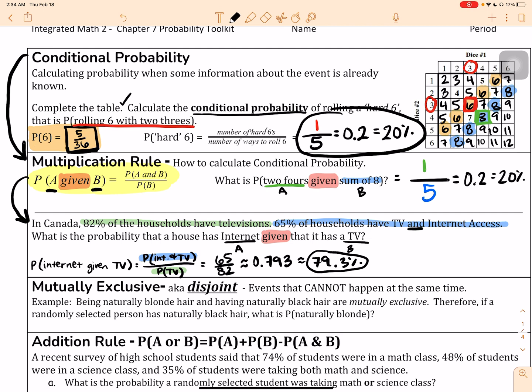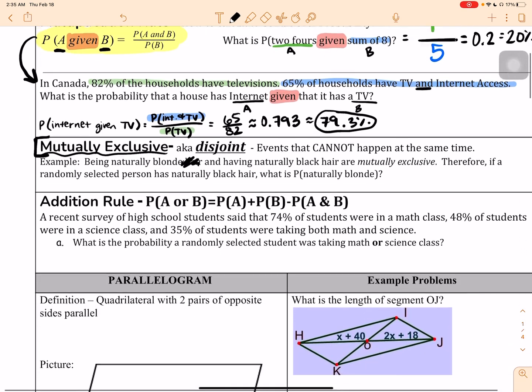All right. So this is just a quick little definition, nothing much to it, but if you ever see the term mutually exclusive, that means that two things cannot happen at the same time. So I really like this example. It's saying being naturally blonde and having naturally black hair are mutually exclusive because you cannot, I mean, maybe a super rare case, but in reality, like in general, you cannot be born a blonde and born with black hair. You just can't, right? It's one or the other, okay?